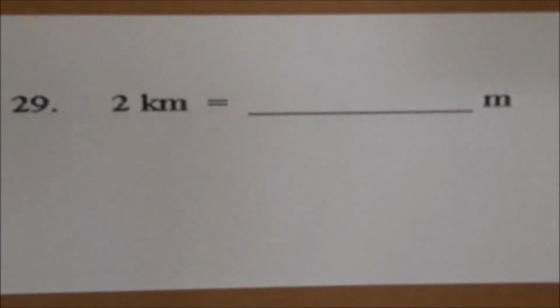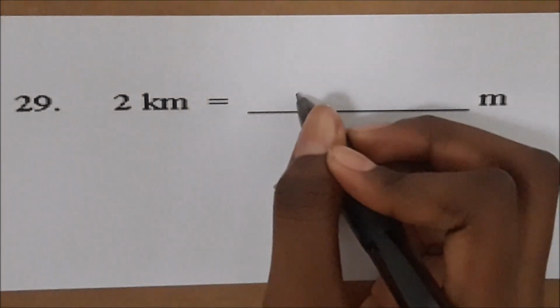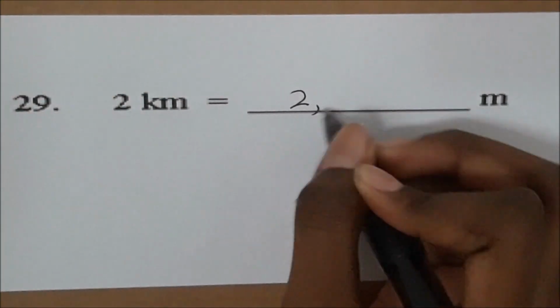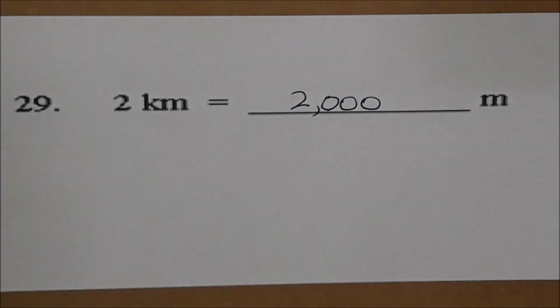Number 29, read it, Rafaela. 2 kilometers equals blank meters. Okay, so we want to know how many meters are in 2 kilometers. How many meters in 1 kilometer? 1,000. So how many meters in 2 kilometers? 2,000. Very good.